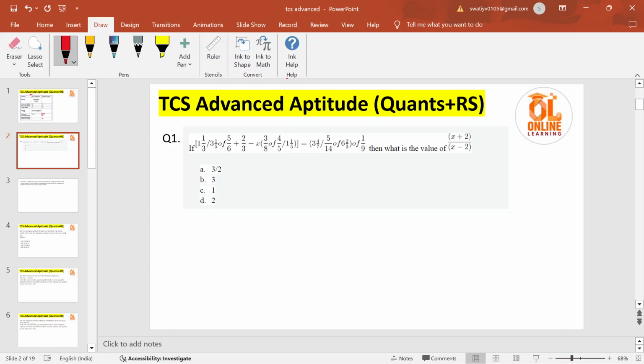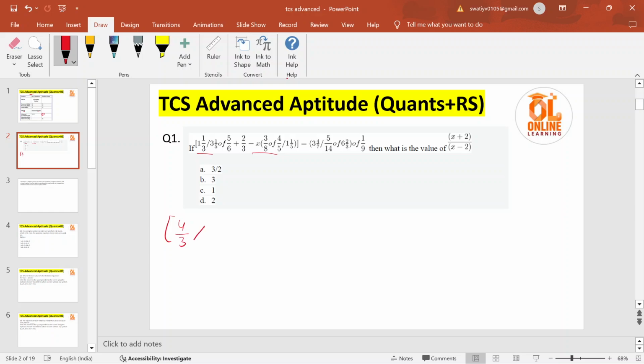In question number one, whenever you see this type of question where simplification is needed, the first step you should do is to make these mixed fractions into normal fractions. I'll first convert the mixed fractions into normal fractions and then write the question again, so that it is easily visible to you and you can see what is asked. So 1 1/3 is 3 plus 1, that is 4 by 3.